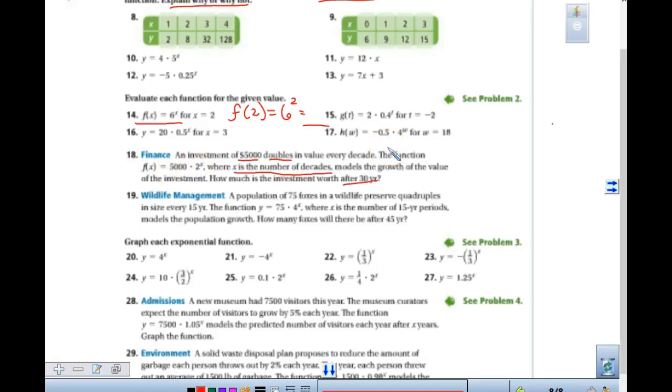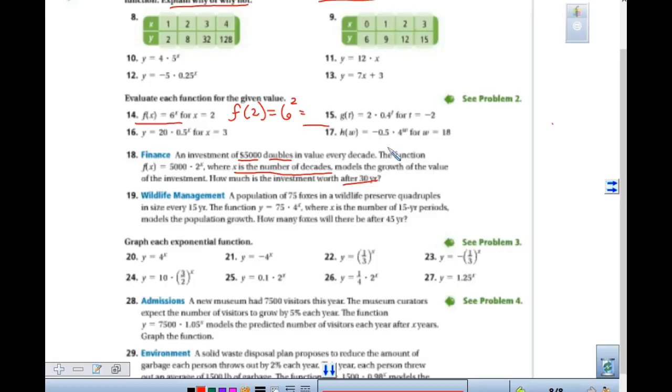X stands for, what did they say, Hannah? X stands for a what? Underline. X is the number of what? What does it say X is? X is the number of decades. Decade is how many years? 10 years, okay? So when you read this, if I'm going to put it in my calculator, should I take 5,000 times 2 to the 30th power for 30 years?